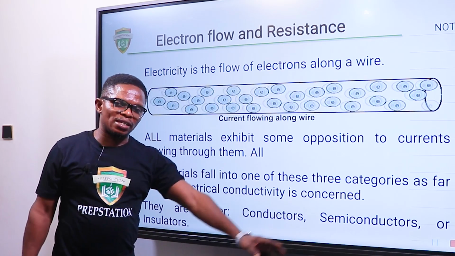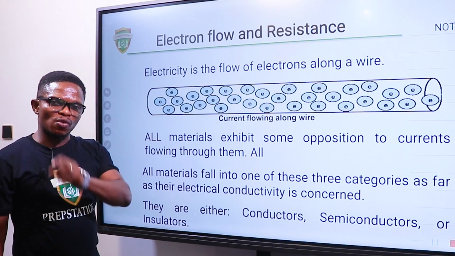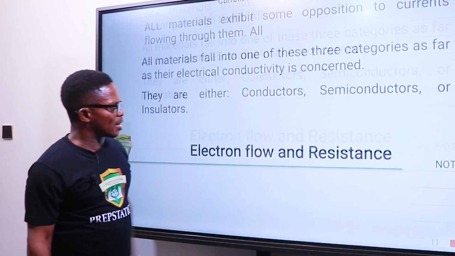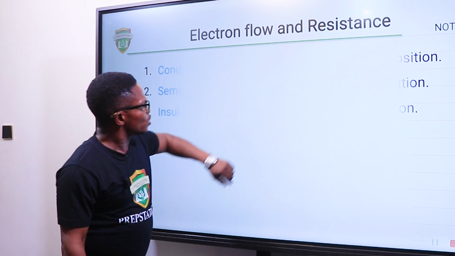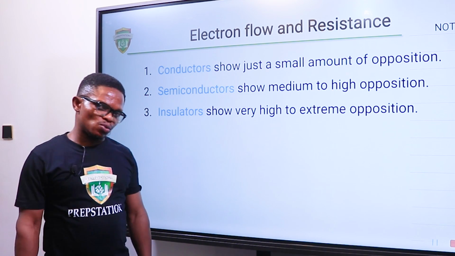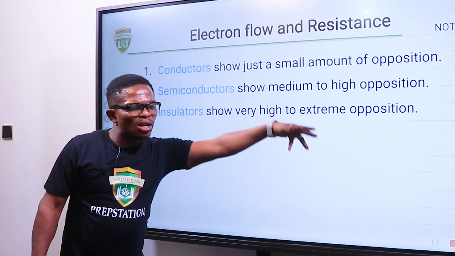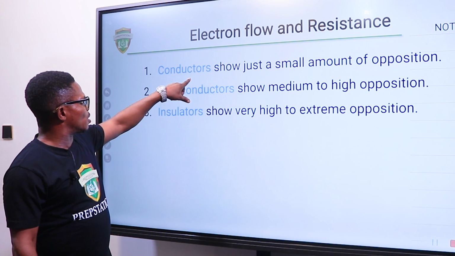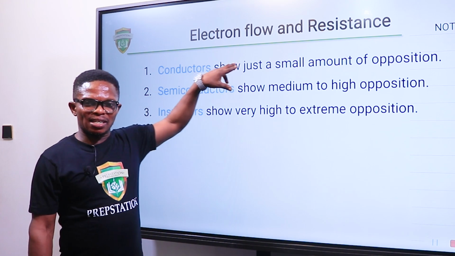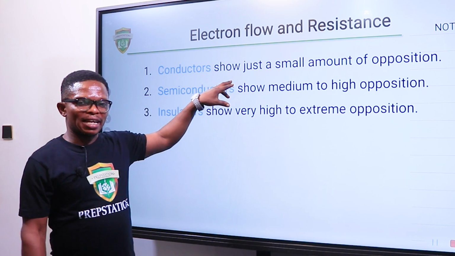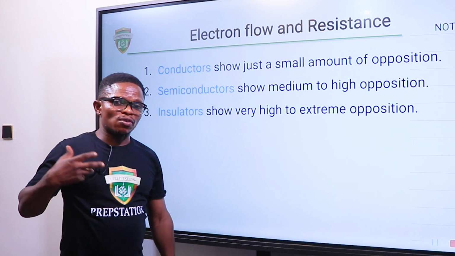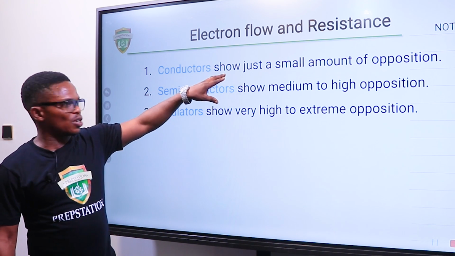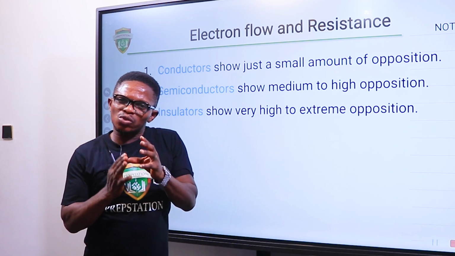Now, I said each of these has an amount of opposition to the flow of current. So let's quickly look at that in detail as well. Conductors show just a small amount of opposition. You may not get this now, but by the time we're looking at alternating currents, you will understand that even a conductor has a level of opposition to the flow of current. That is why they are called conductors: they show a small amount of opposition.